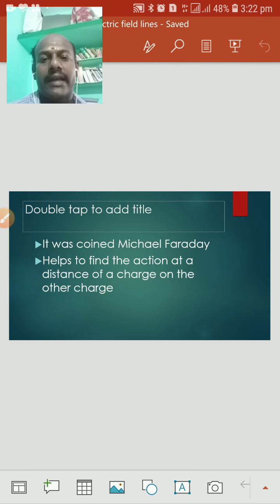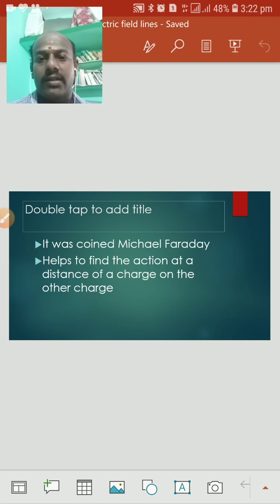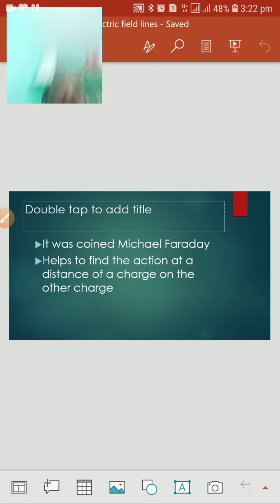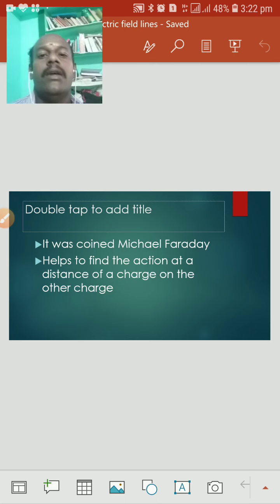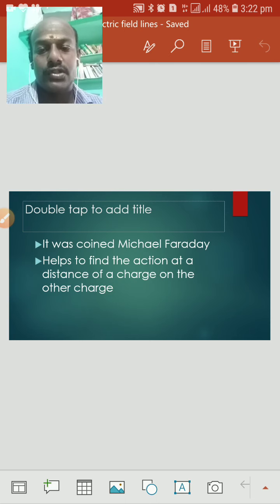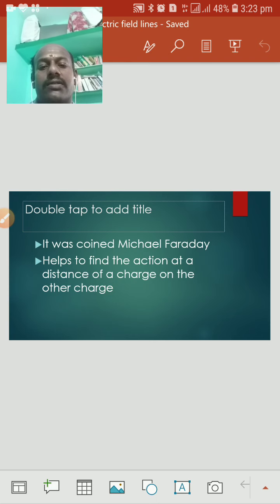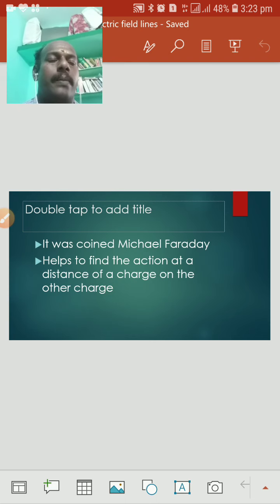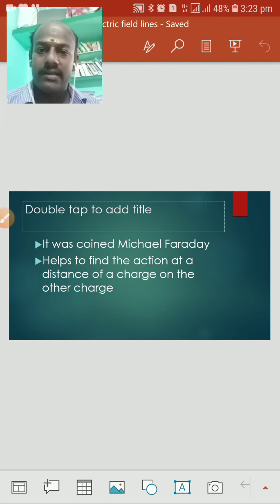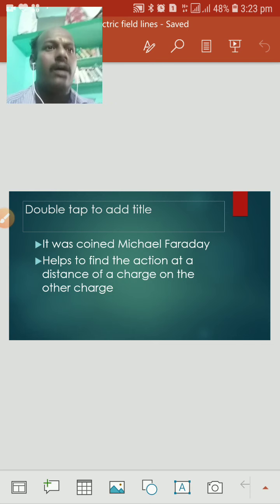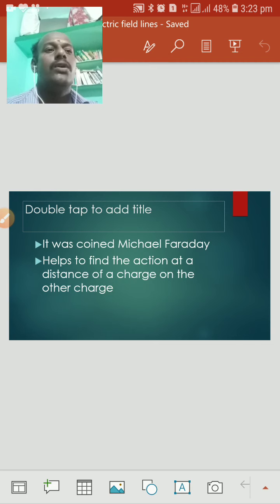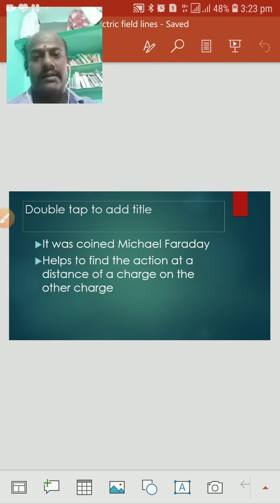The positive and negative charges were discriminated or explained by the process of Michael Faraday. He was the first person to say there are two kinds of charges, positive and negative. And it helps to find the action at a distance of the charge on the other charge. We know that an electric charge is a point, and it has the ability to exert a force on the other.